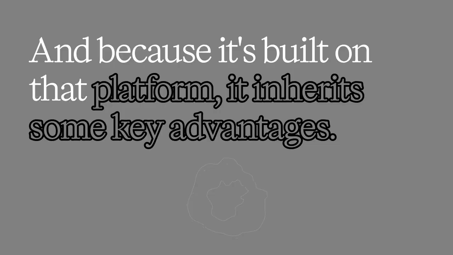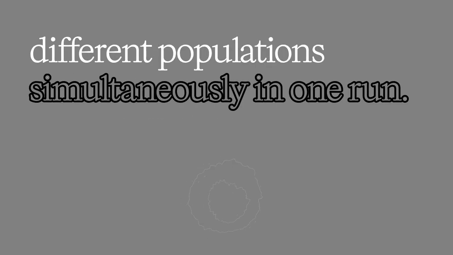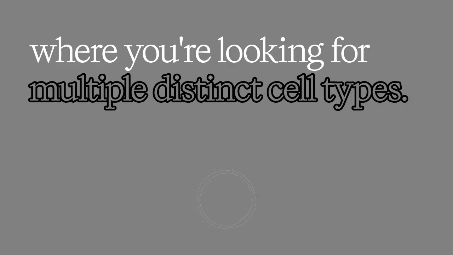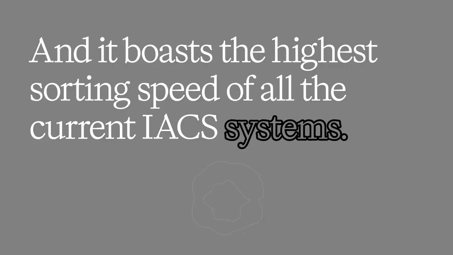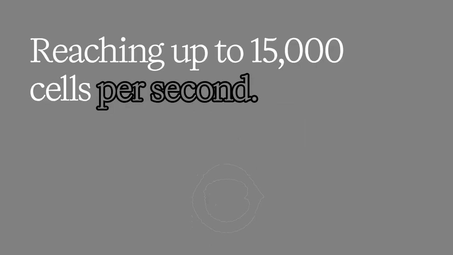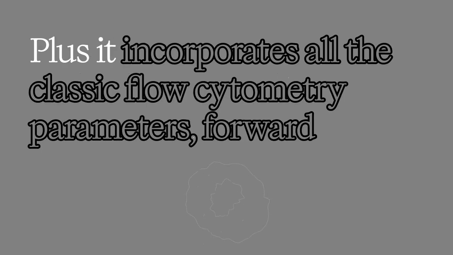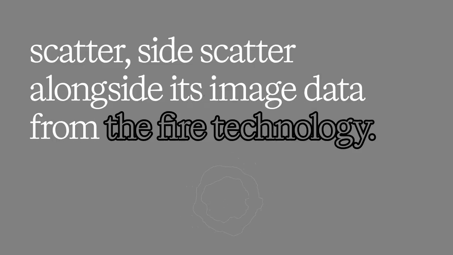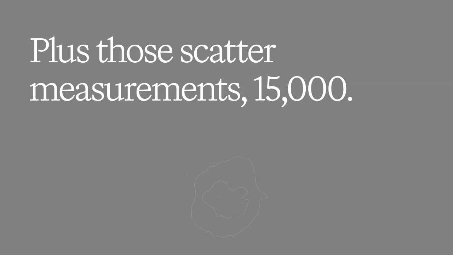Exactly. And because it's built on that platform, it inherits some key advantages. For instance, it can isolate up to 6 different populations simultaneously in one run. That's a huge advantage for complex experiments where you're looking for multiple distinct cell types. 6 populations at once. Wow. And the speed. It boasts the highest sorting speed of all the current IACS systems, reaching up to 15,000 cells per second. That's comparable to traditional non-imaging FACS, which is remarkable. Plus, it incorporates all the classic flow cytometry parameters, forward scatter, side scatter, alongside its image data from the FIRE technology. Remember, that gives it 4 fluorescent channels plus those scatter measurements. 15,000, that's just hard to fathom.